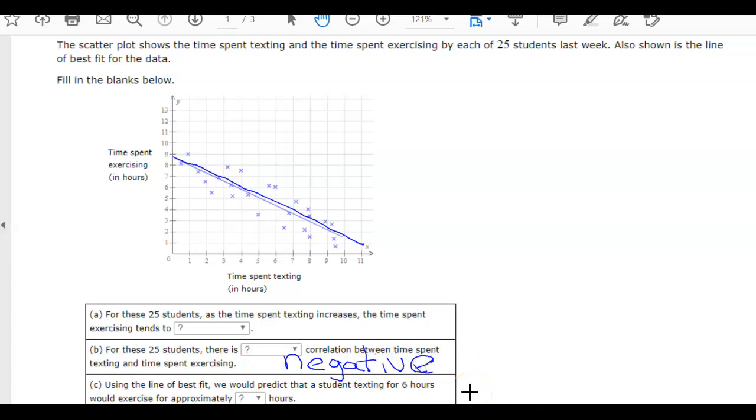And let's go ahead and go down to C, and part C says, using the line of best fit, we would predict that a student texting for 6 hours would exercise for, so let's kind of come over here and let's go to the 6. So here's the 6. Let's go ahead and follow that all the way up until we hit the line of best fit. So I'm going to follow that up there, and I'm going to hit the line of best fit.